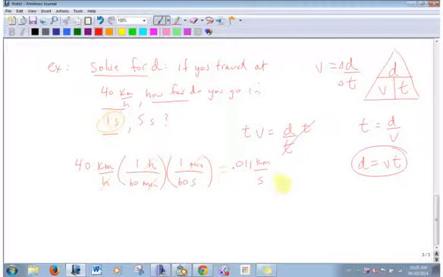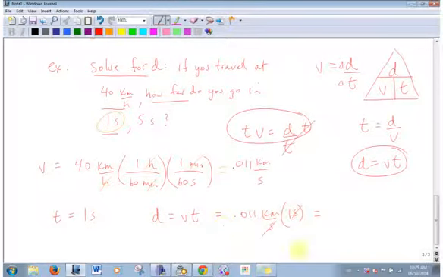Because I want this in seconds. That is my speed. My time is 1 second. Here's my formula. D is VT. That's V, kilometers a second. That's T times 1 second. Notice the seconds cancel out. What unit do I have? Kilometers, which is a distance. That's what I want. What is that times 1? Well, it's just that. Now, if I want to convert that to meters, I guess that would look a little nicer.